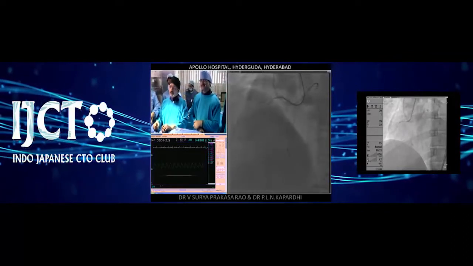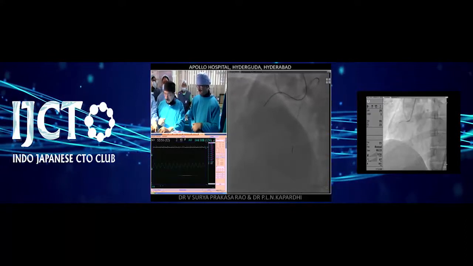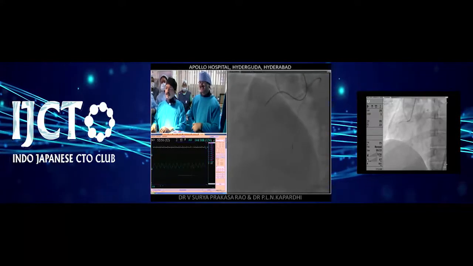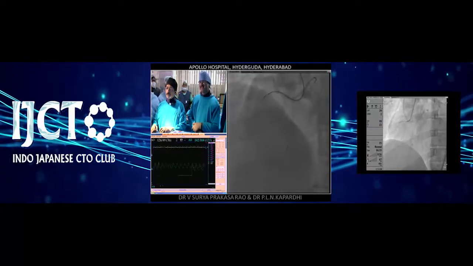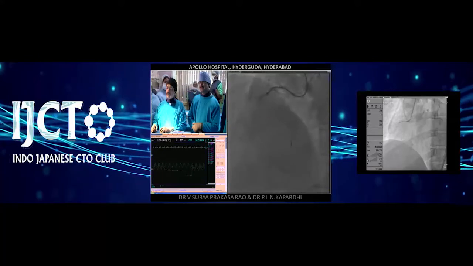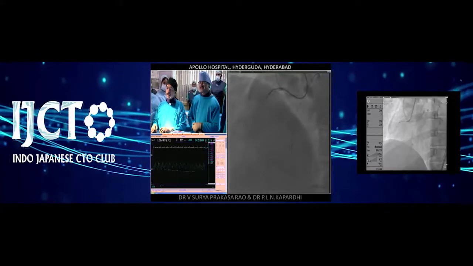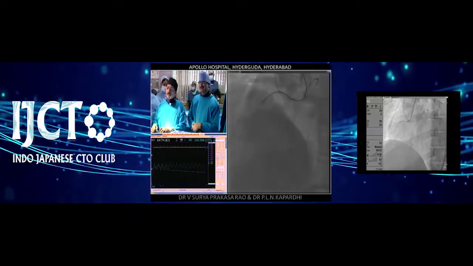Well, I don't see the hybrid approach. It's just you have retrograde and then you go antegrade. And what is hybrid about that? So what is this wire now? Gaia. This is a Gaia 2 or 3? Gaia 1.